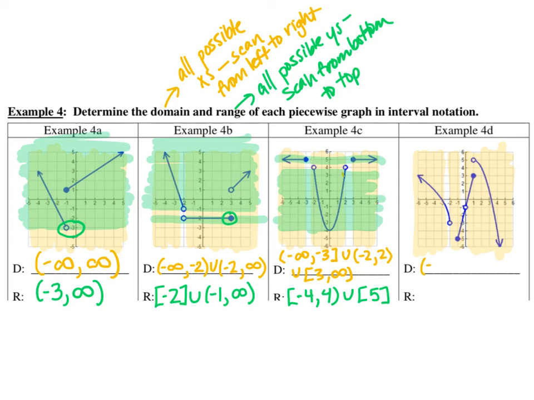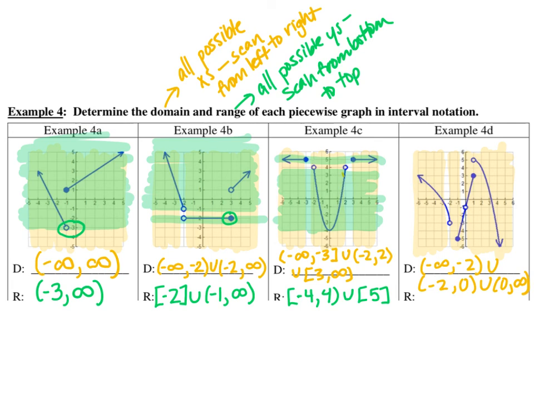So it has -infinity to -3, union. And then it looks like it starts back up at, no, it's not -3, is it? It's -2. And then it starts back up again at -2 until 0. And then it starts again at 0 to +infinity.